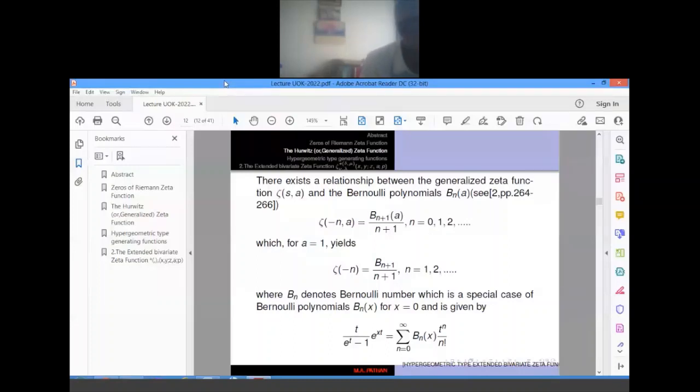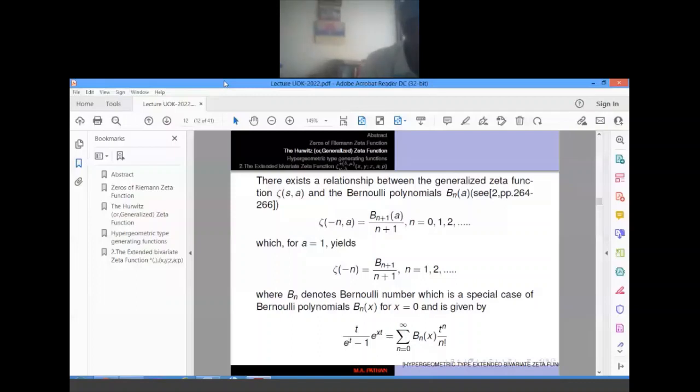Bernoulli polynomial B_n(x) is defined in the following way: t upon (e to the power t minus 1) times e raised to the power xt is equal to the series B_n(x) t raised to the power n upon factorial n. Here B_n(x) is the Bernoulli polynomial, and B_n is simply the Bernoulli number. Now zeta(minus n, a) can be written in terms of B_(n plus 1)(a) upon (n plus 1), and n is equal to 0, 1, 2, and so on, which for a equal to 1 will be zeta(minus n) is equal to B_(n plus 1) upon (n plus 1), which is very important. And here the zeta function is given for negative integers, where B_n denotes the Bernoulli number, which is the value of the Bernoulli polynomial B_n(x) and defined as follows.